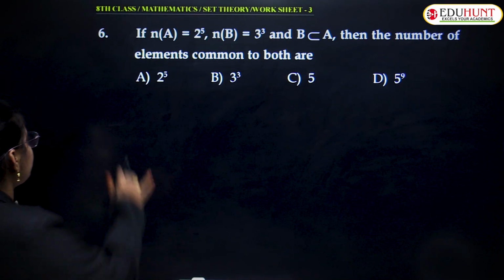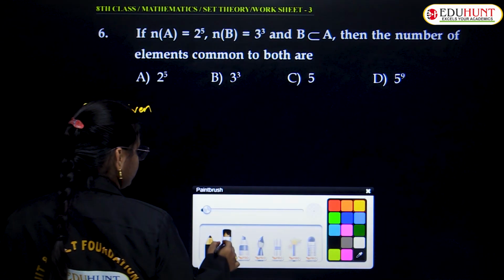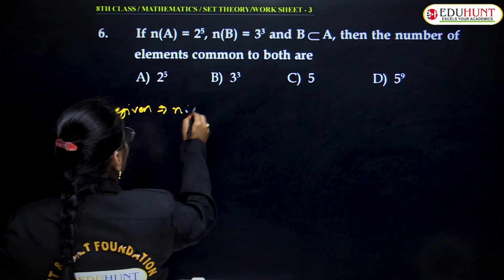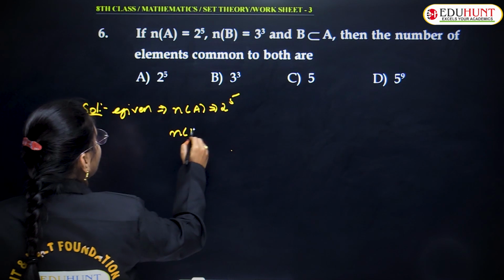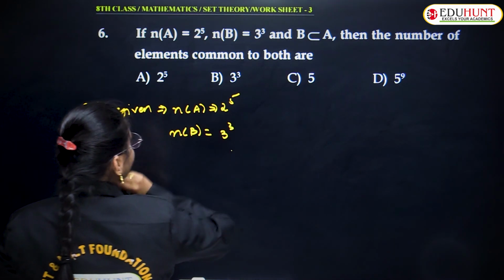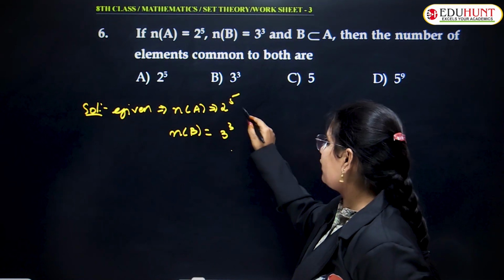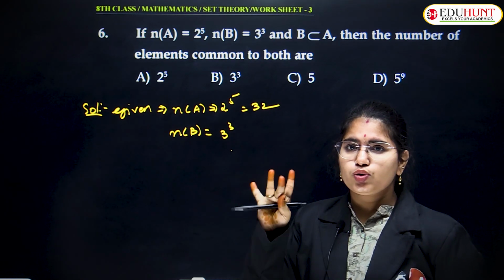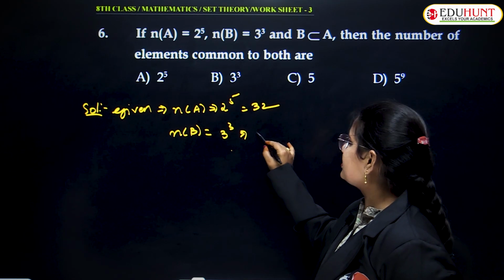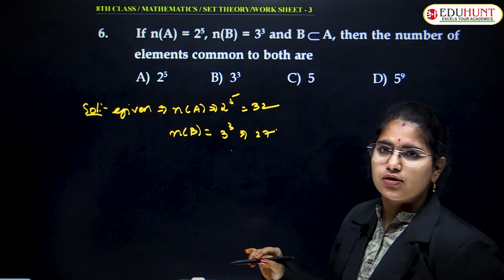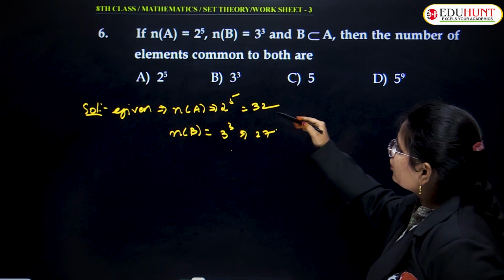Given n(A), the cardinality of set A, is 2 power 5, and also the cardinality of set B is 3 power 3. Which is bigger, 2 power 5 or 3 power 3? 2 power 5 is nothing but 32: 2 2s are 4, 4 2s are 8, 8 2s are 16, 16 2s are 32. 3 power 3 is 3 3s are 9, 9 3s are 27, right? 3 into 3 into 3, 3 cube. So, which one is bigger?